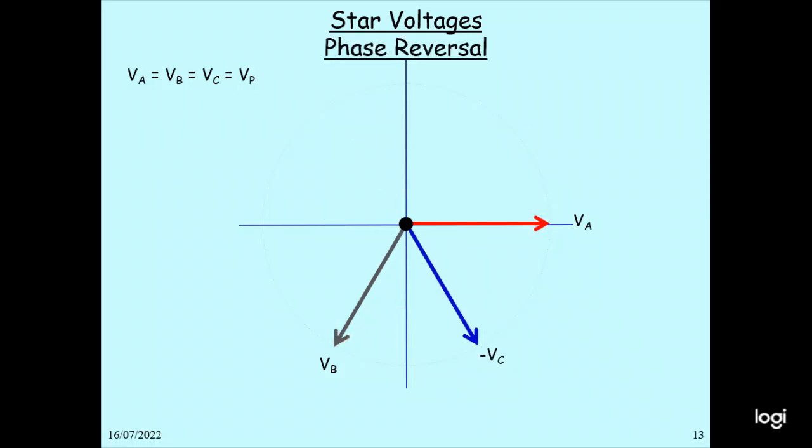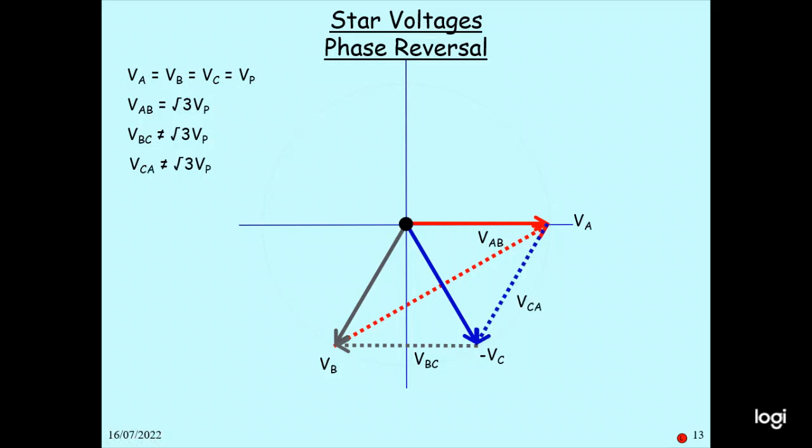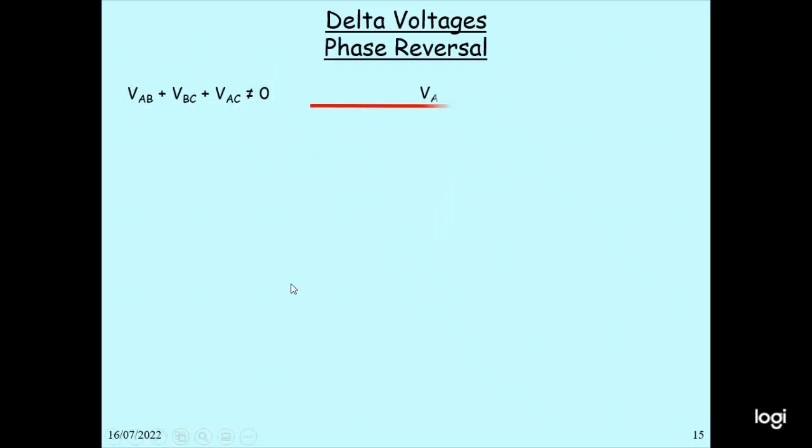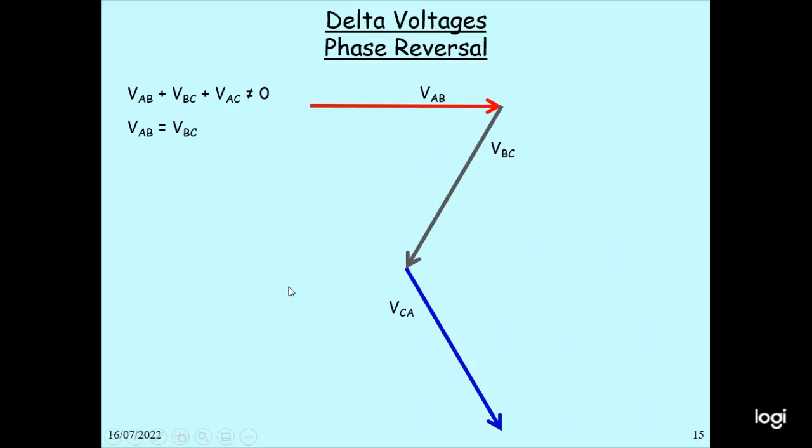So VA equal to VB equal to VC equal to VP. This is the star voltage, the phase voltage. In this case, VAB equal to root 3 times VP. This is the star voltage. This is delta voltage: VAB equal to VBC equal to VCA equal to V phase. So in this case, VAB plus VBC plus VCA equal to 0. That is the delta voltage phase relationship.